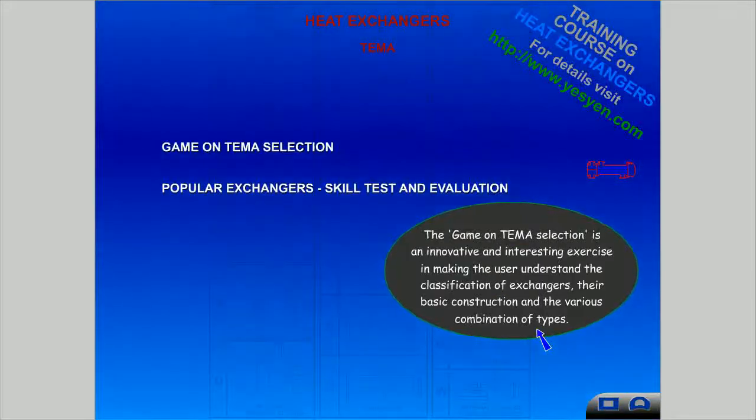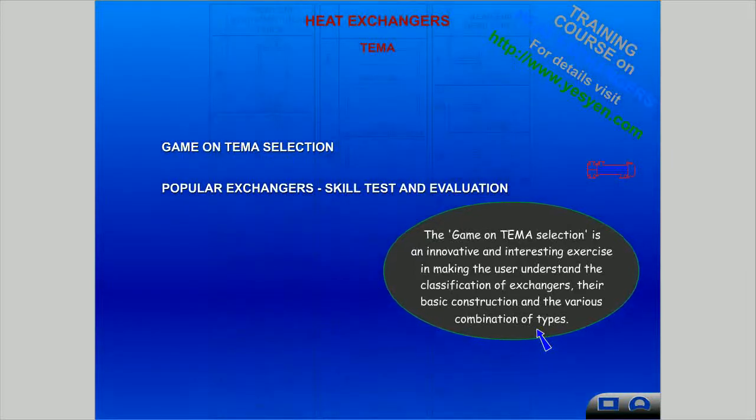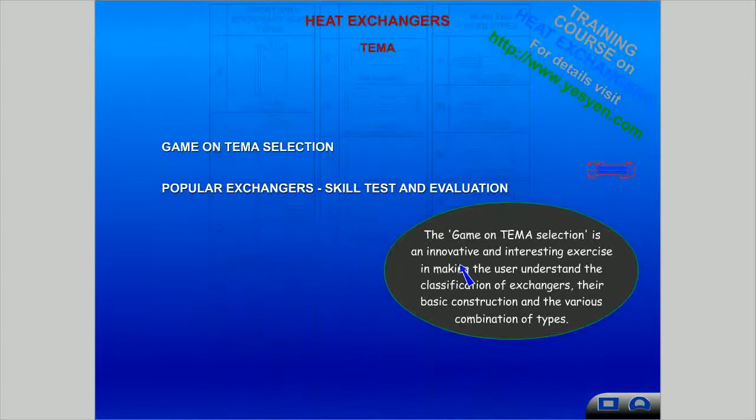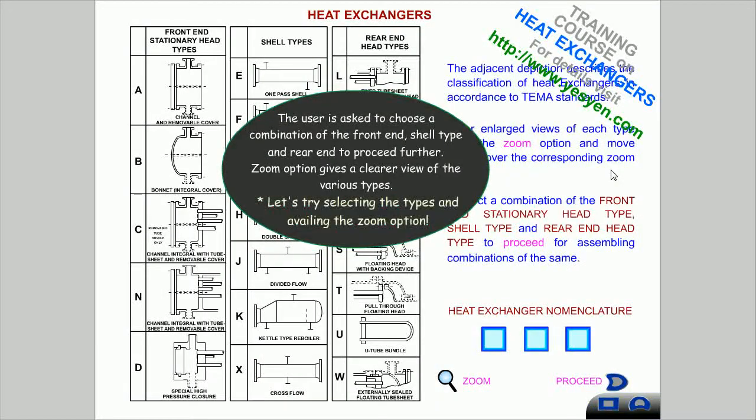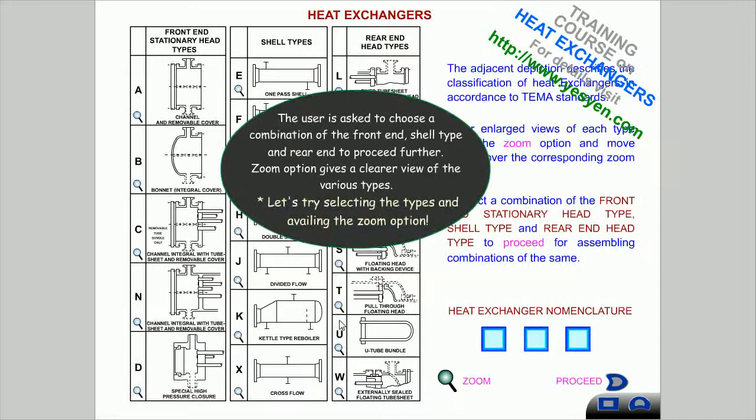The game on TEMA selection is an innovative and interesting exercise in making the user understand the classification of exchangers, their basic construction, and the various combinations of types. The user is asked to choose a combination of the front end, shell type, and rear end to proceed further. Zoom option gives a clearer view of the various types. Let's try selecting the types and availing the zoom option.